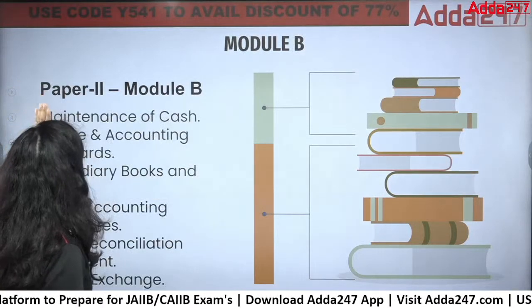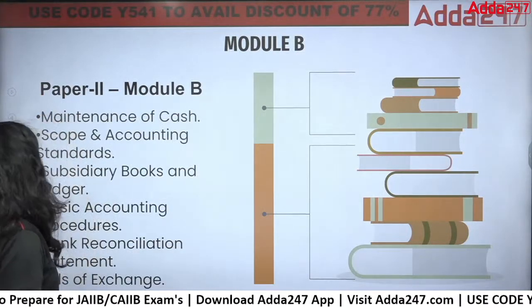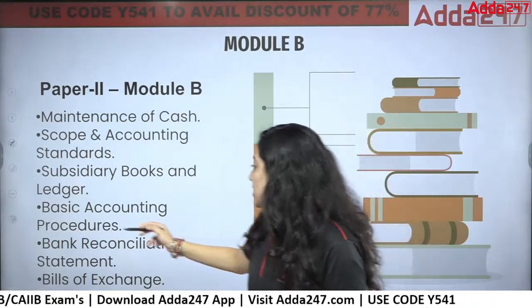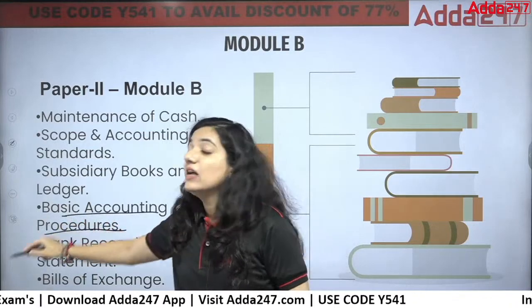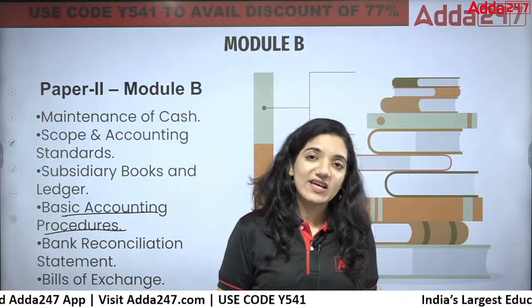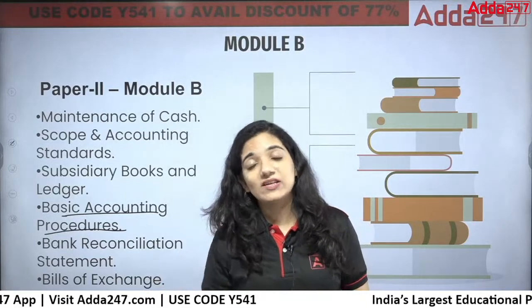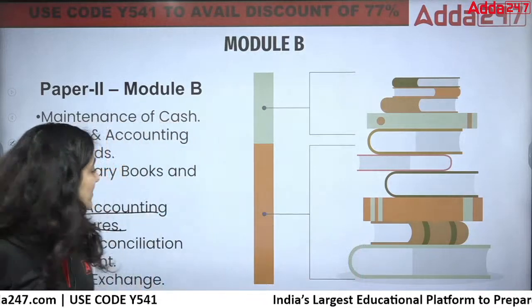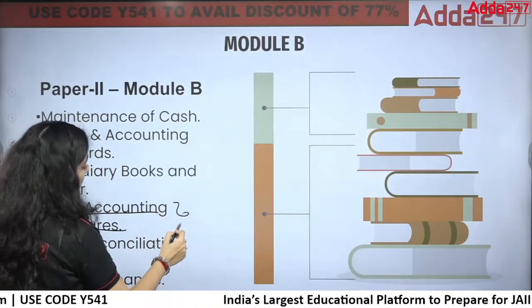Now, when we talk about module B, the major chunk of the questions can be from the basic accounting procedures. That means the basic accounting cycle, which starts from recording the transactions, then classifying them, then summarizing them, and then communicating them to the ultimate users. That is something we need to look at. Again, a very important area to be covered.